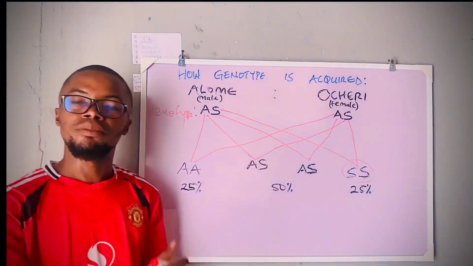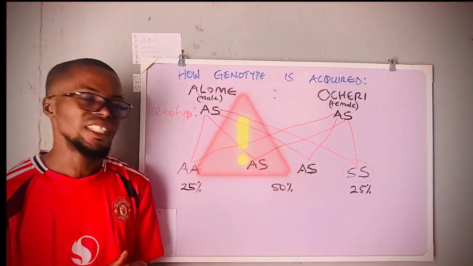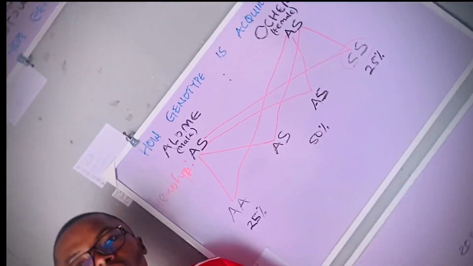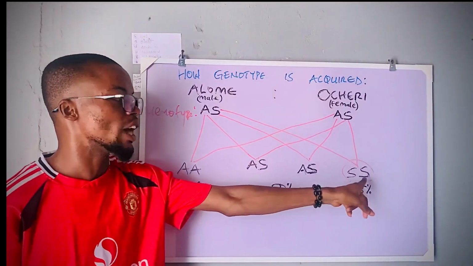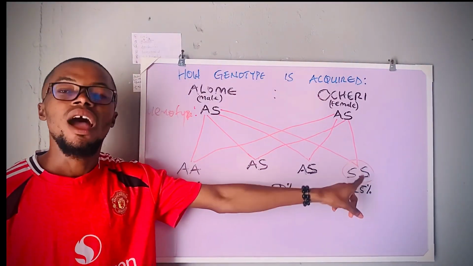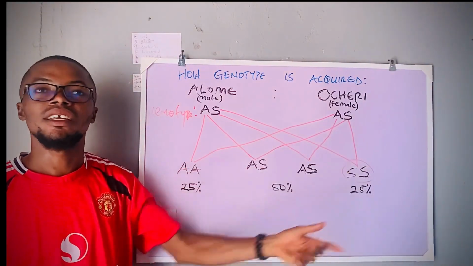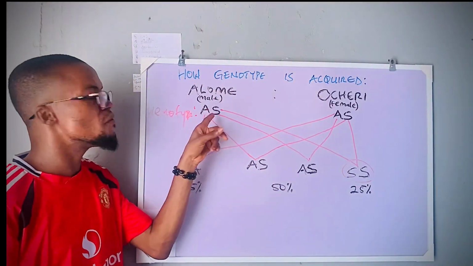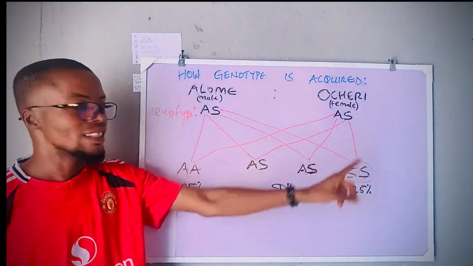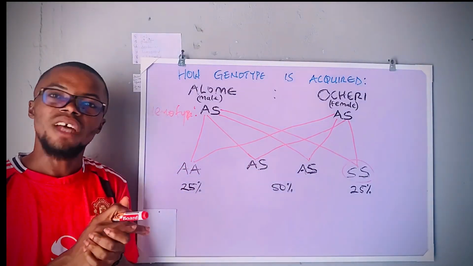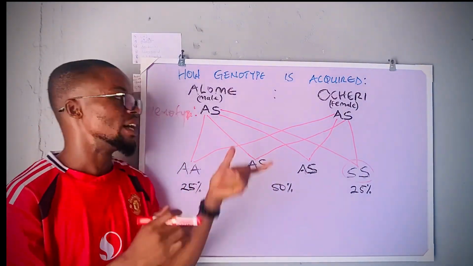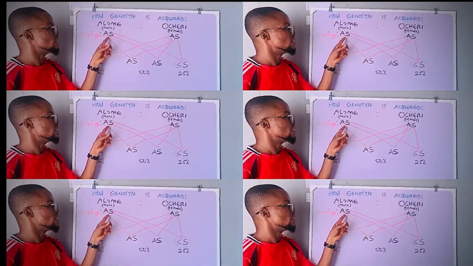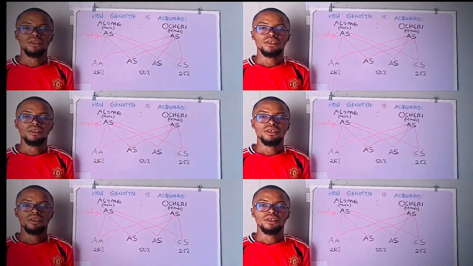So the chance might be low, but it is still not advised that Alome and Ocheri should get married, simply because it is possible that their first child can be SS. The second one can be SS again, because it is dependent on the one that is coming from Alome and Ocheri. That is how it works. So it is not advisable that Ocheri and Alome should get married if the genotype of both parties is AS and AS. You understand it?